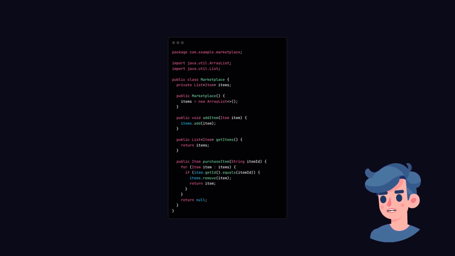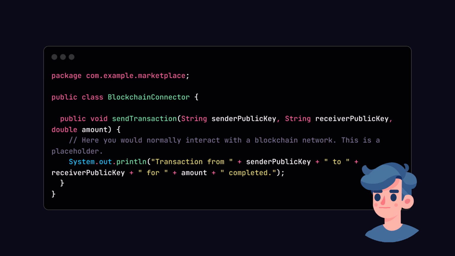Next up is the Marketplace class, where we will manage the addition, retrieval, and purchasing of items. In the Marketplace class, we maintain a list of items and provide methods to add new items, retrieve all items, and purchase an item. The purchaseItem method removes the item from the list and returns it, simulating a sale.